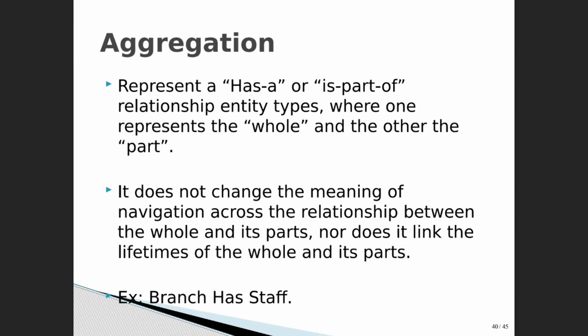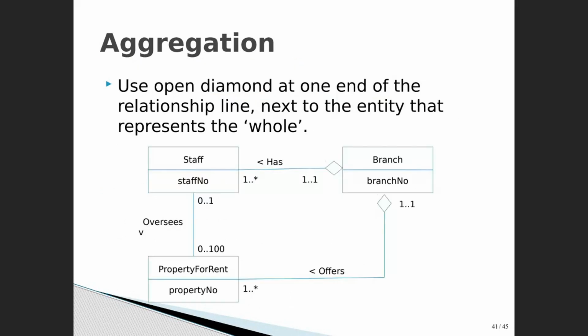All right, how to represent has a or is part of relationship between entity types, like presenting some entity type as a whole and another as a part. Some entity types will be the whole and others the part. This is something we call aggregation. If we want to represent a has a or is part of relationship, we can use this shape.